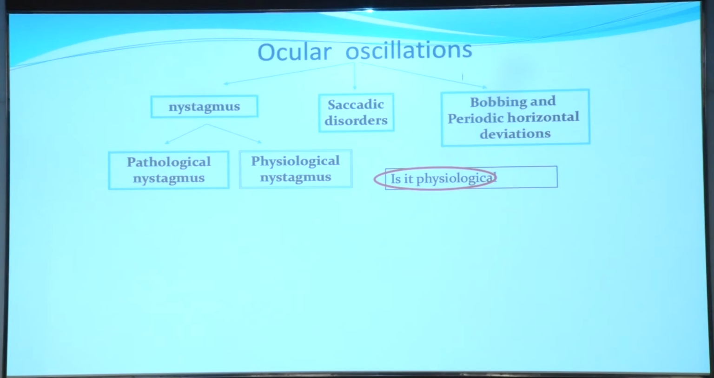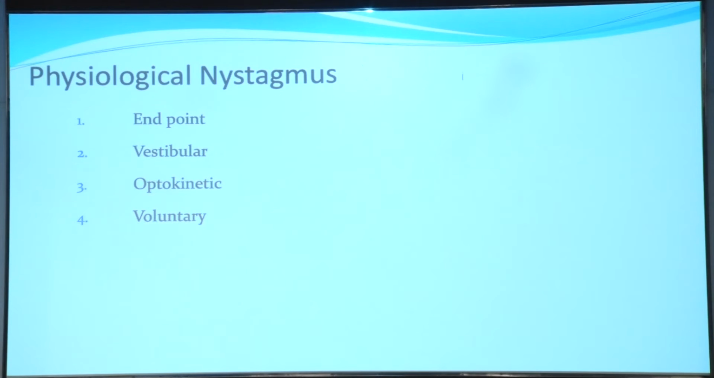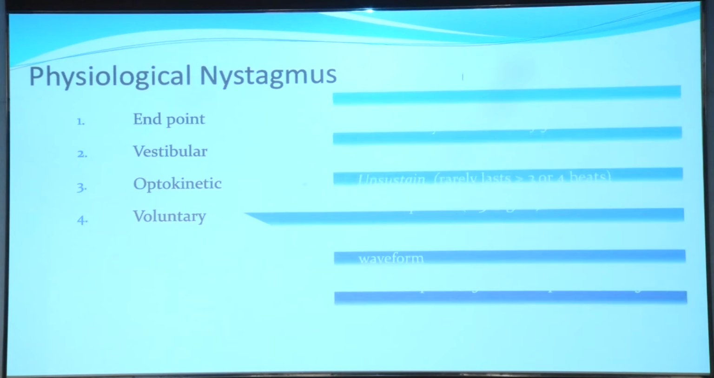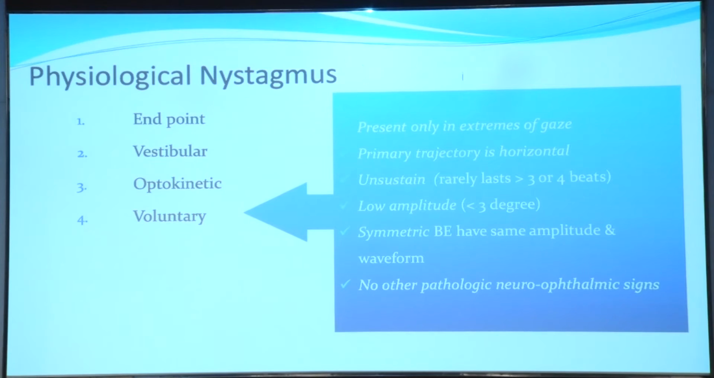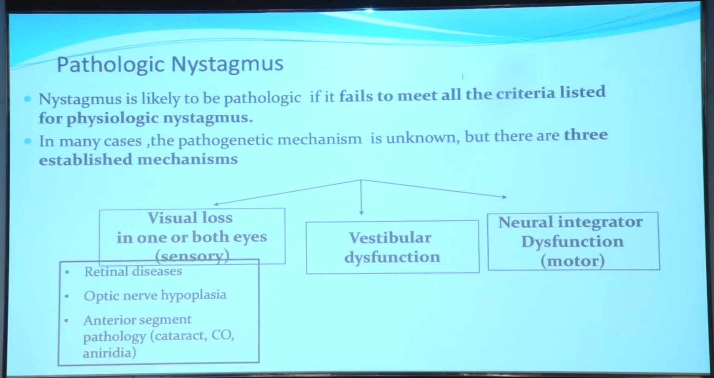So once you have established that this is a case of nystagmus, you have to know whether this is physiological or pathological. There are physiological nystagmus in the form of endpoint or end gaze nystagmus, vestibular nystagmus, optokinetic nystagmus, and voluntary nystagmus. There are certain characteristics of these physiological nystagmus. They are present only in extreme gazes, as in end gaze nystagmus, and their trajectory is generally horizontal. They do not sustain for a long time and usually last for 3 to 4 beats. They are low amplitude in nature and generally symmetric in amplitude and waveform, and no other neurological or systemic issues are seen.